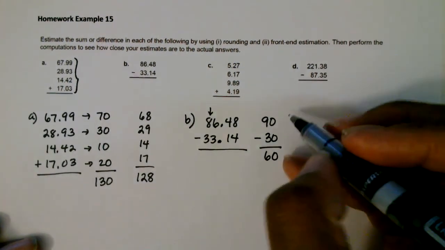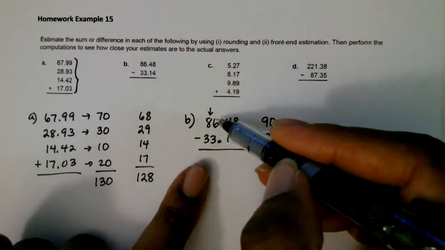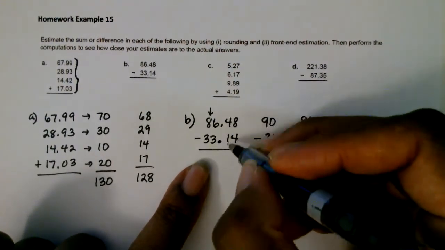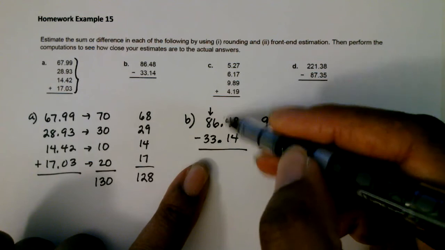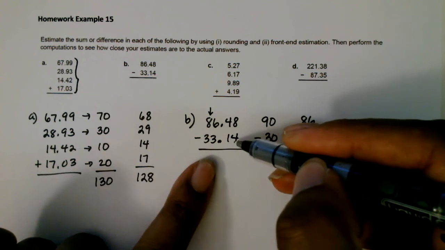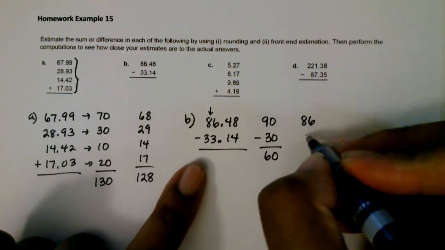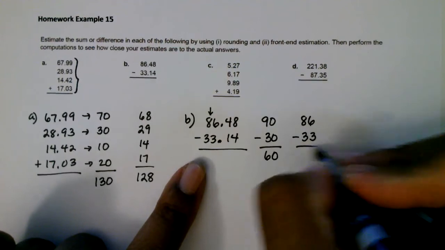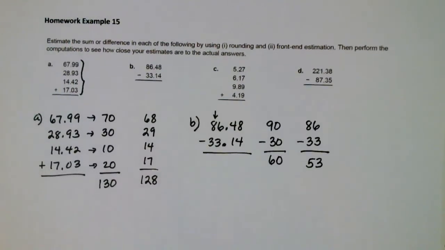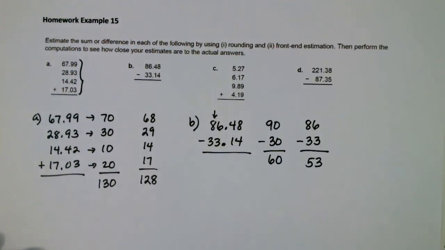Okay, and if I use front-end estimation, if I look at 86.48, I would say 86, round that down by looking at the digit that's in the tenth place for each one of those to determine whether I need to round up or down. Then 33.14 to the nearest whole number, that would be 33. Subtract 33 from 86, you'll get 53. Okay, so using front-end estimation, that would be 53.